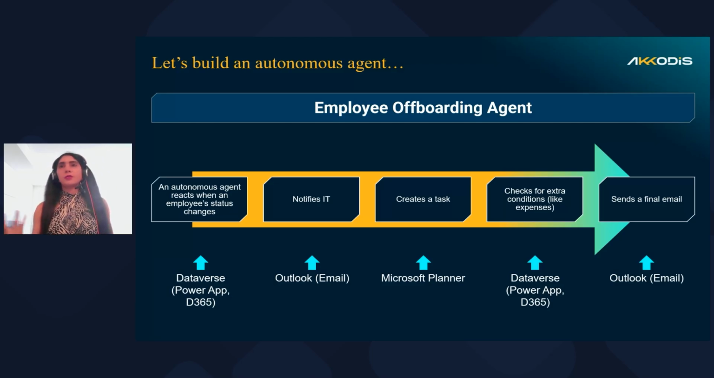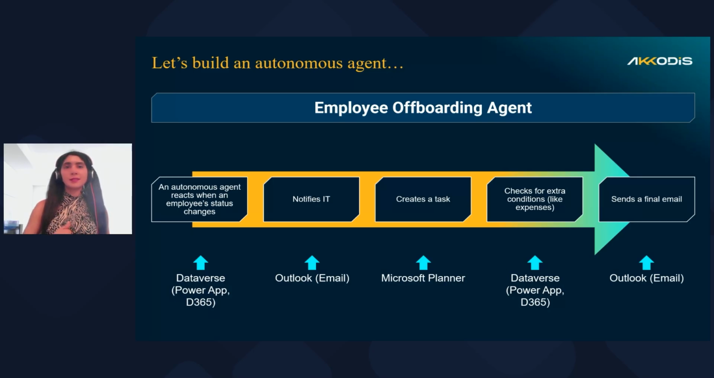So I thought we'll go through this scenario of showing you an employee offboarding agent, and this is what it's going to go through. What we've got on the left side is how the agent will kick off and run on its own. It's going to notice that there's a change in the status of an employee in this application or this database that we're working with. And the tool I'm going to use for this is Dataverse, which, by the way, is Power Apps, Dynamics 365, if you're familiar with that.